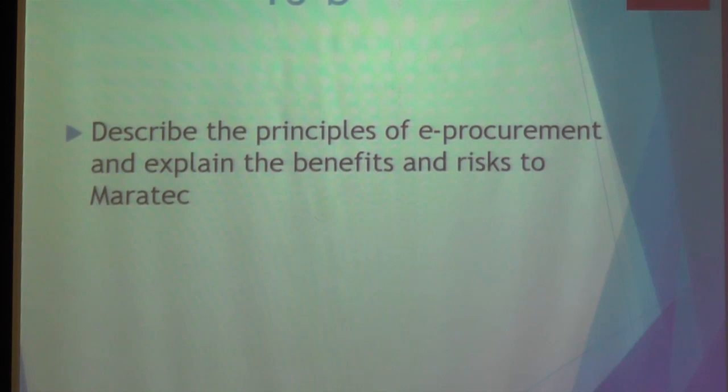Okay, he wants to know about the principles of e-procurement. Okay, fine. These are the reasons. Then the good side and the bad side of e-procurement to Maratech. So there is no chance that you would deviate and write something else.